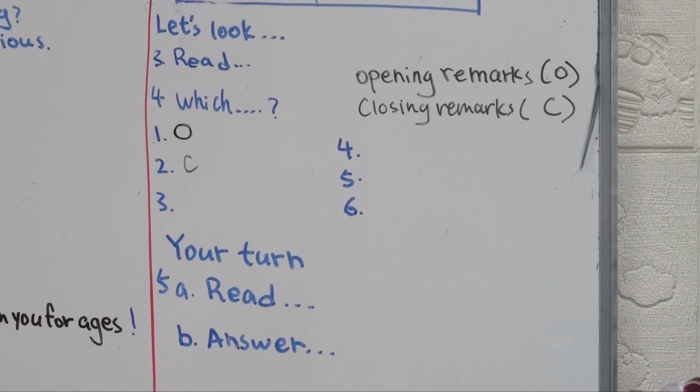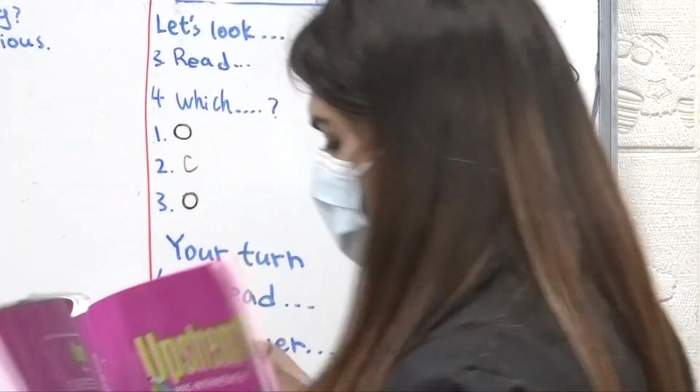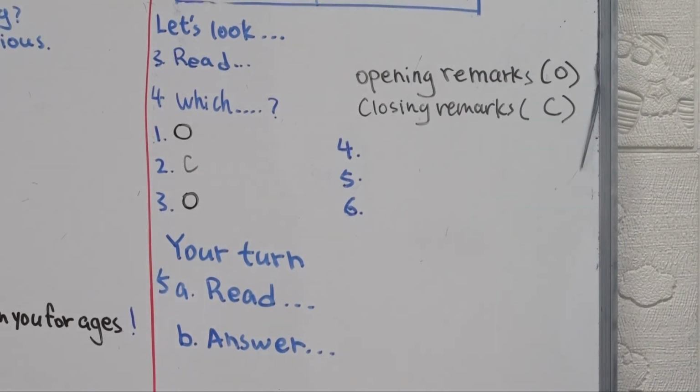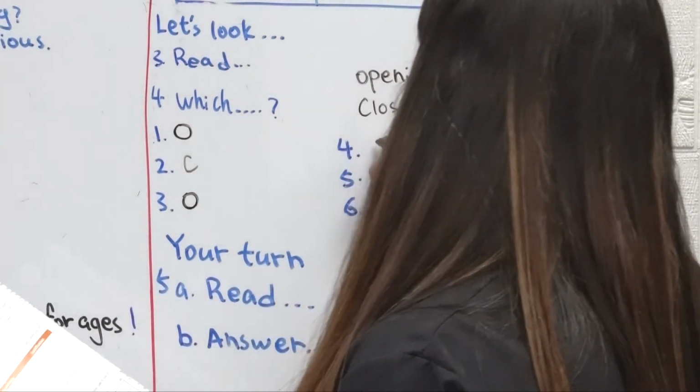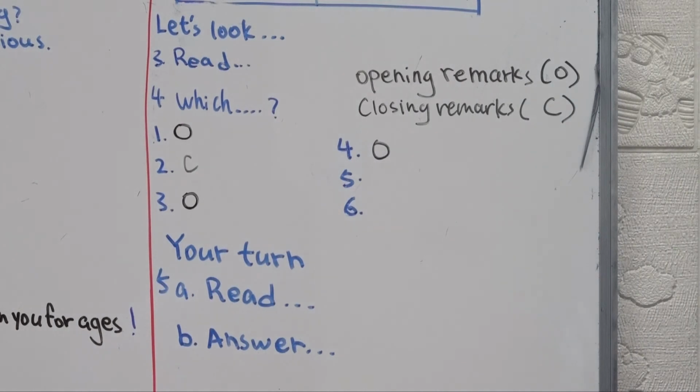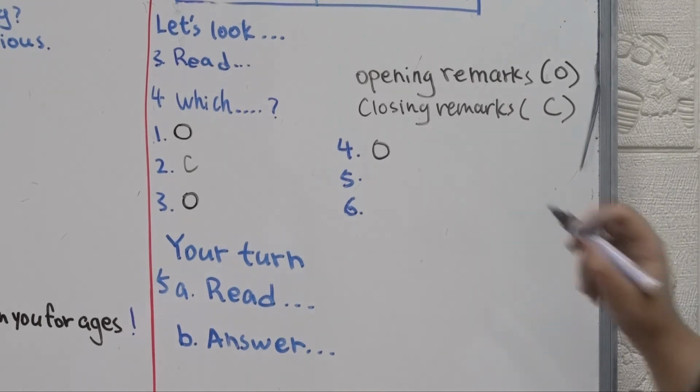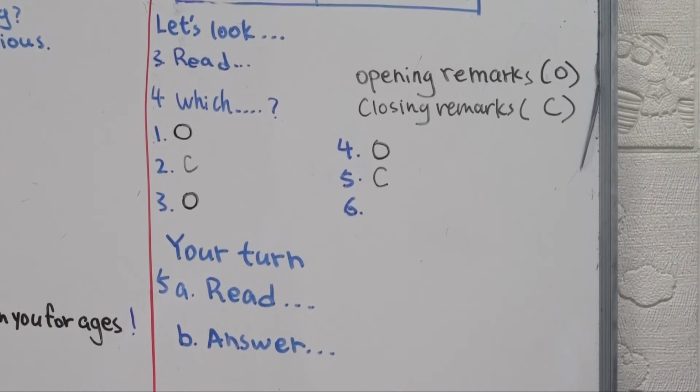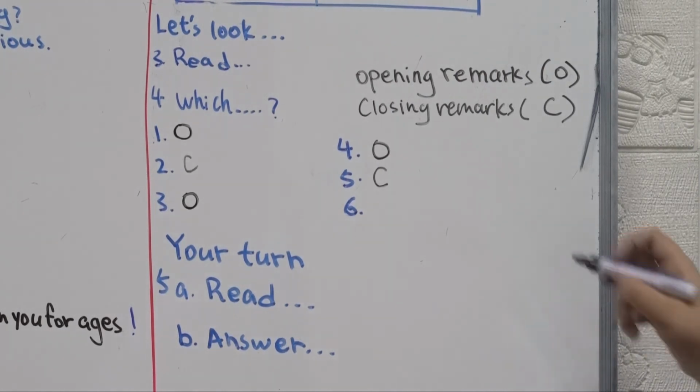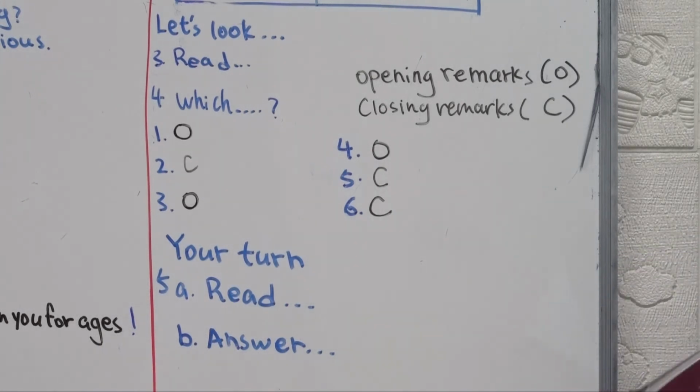Alright, number 3, I'm so sorry you feel this way. Opening, right? Yes, next one. I was sorry to hear about your problem. Of course, opening. Next one. I hope I've been of some help. It means I hope I can help you, right? So, of course, it comes at the closing, ending. Next one, let me know what happens. Closing. Okay? Alright, next column, your turn.